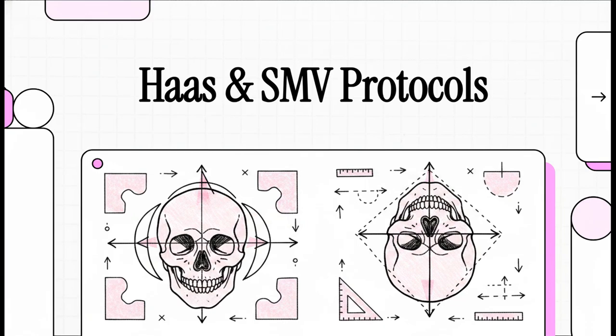Today, we are decoding the exact spatial geometry of two highly specialized skull views. We're mastering radiographic protocols, specifically breaking down the positioning, angles, and evaluation criteria for the Haas and the SMV skull projections. You know, if you've ever felt like setting up these specialty views is kind of like solving a giant 3D puzzle, well, you're in exactly the right place. We're going to figure out exactly how to capture all that hidden anatomy.